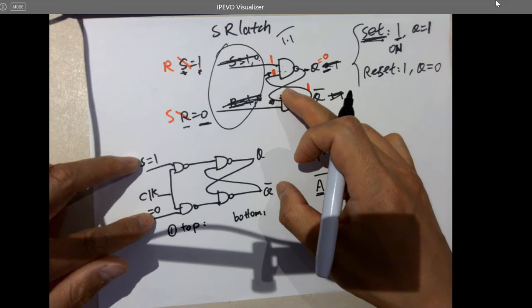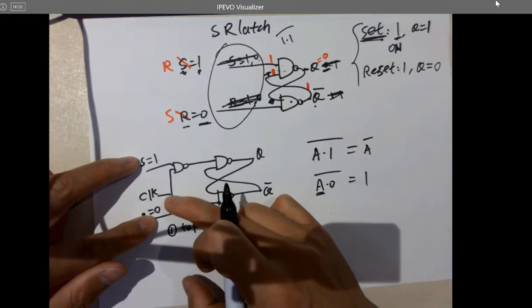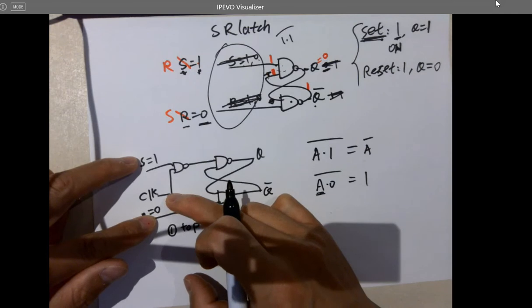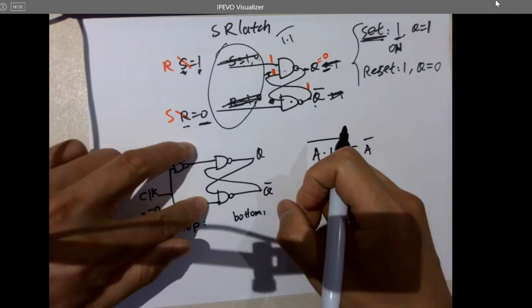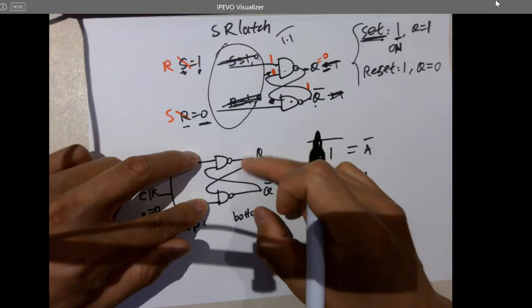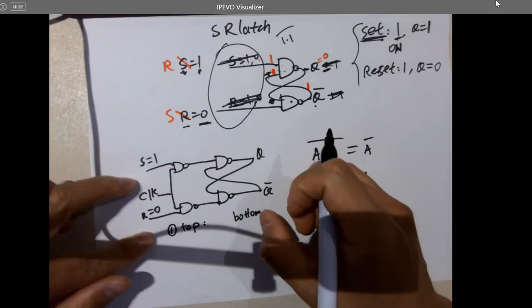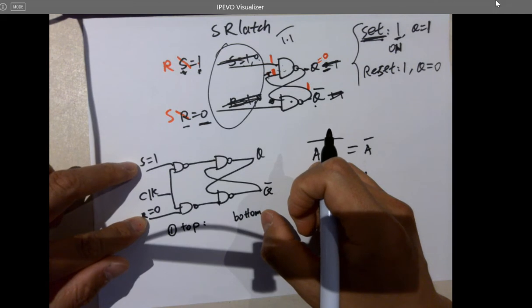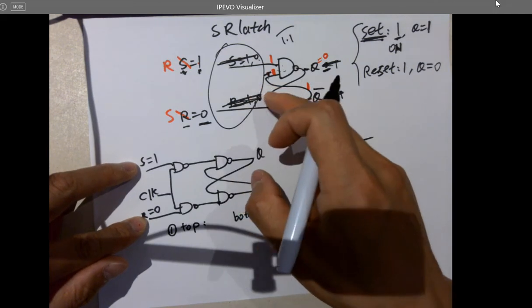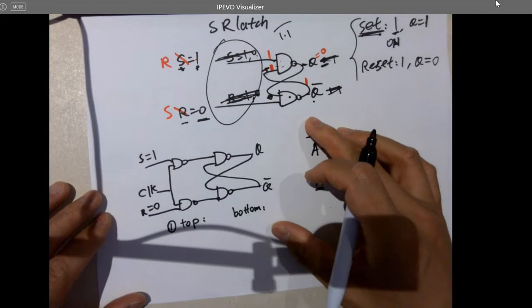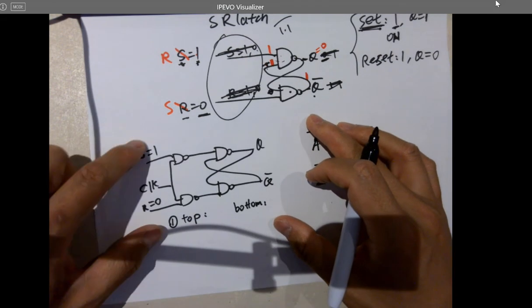And when they are both 1s, and when clock is high, you got all ones here, so you got 0, 0, it's going to kill the two NAND gates, it's an invalid input. So for this one, the invalid inputs are 1-1s, not 0, 0s, like this one. Okay, so now let's look at the valid inputs, like 1-0.